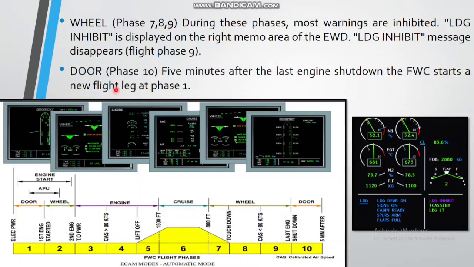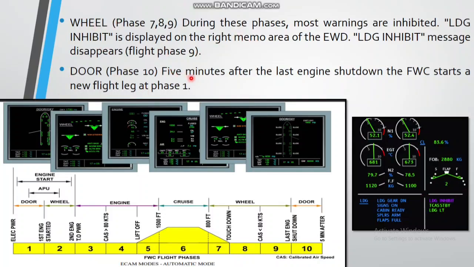And the wheel phase, phase 7, 8, 9. During this phase, most of the warnings are inhibited, because again you are going for the landing situation. There also you have to take quick decisions for a go-around, suppose some animal on the runway, or some aircraft stuck on the runway. So that's why landing inhibit is displayed on the right memo area of the engine warning, and the landing inhibit message disappears in flight phase 9. So you can see these are the landing inhibit messages you will find during this.